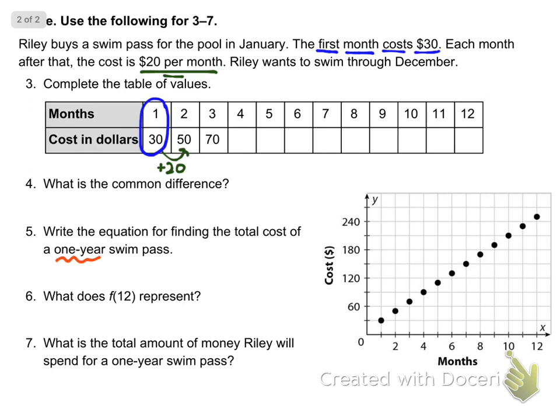So with those two, you can now figure out the common difference. I already wrote it down. And you can figure out an equation in order to find the total cost of a 1-year swim pass. Well, remember that 1 year has 12 months, and we're measuring these in months. So be careful with what the input is. Finish the rest of these on your own.